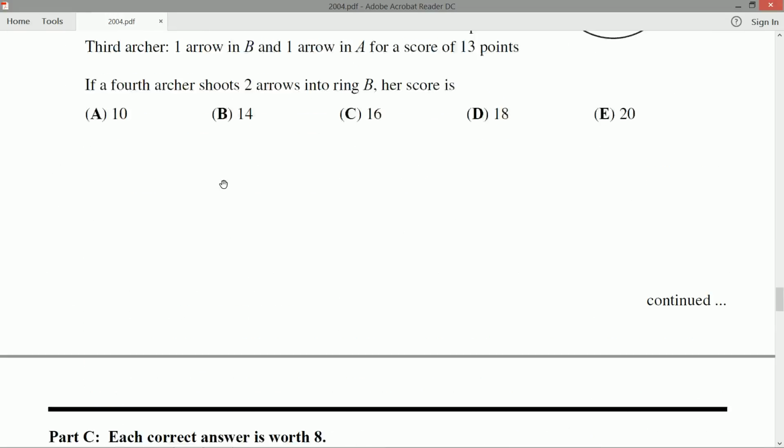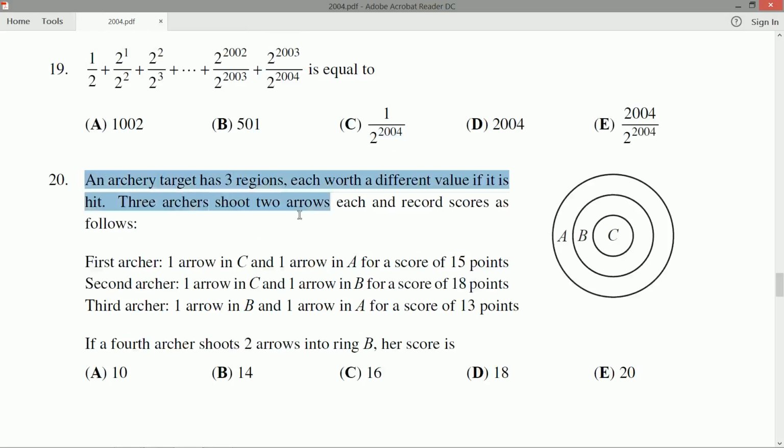Okay, so we got one more question in part B, and then we'll move on to part C, and that's question number 20. But we'll look at that in the next video.